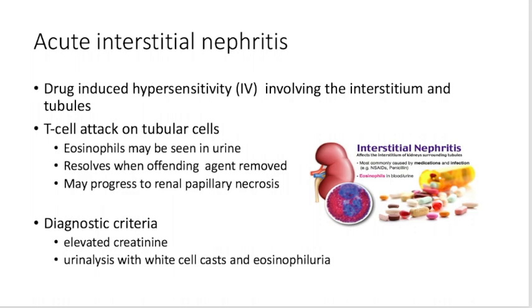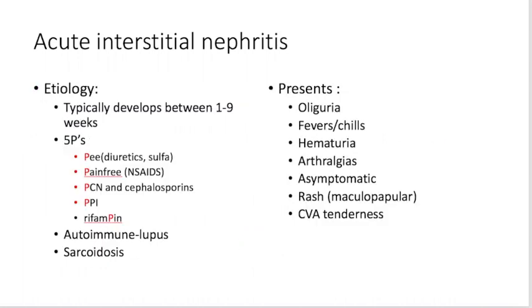Acute interstitial nephritis is another way that we could get an intrarenal AKI, and this is due to a drug-induced hypersensitivity, type 4. It is going to attack the interstitium and the tubules, and this is a T-cell attack. Here you're going to see eosinophils in the urine. There are more than 100 medications that can cause it. Antibiotics would be the big ones here: penicillins, sulfonamides, cephalosporins, fluoroquinolones, diuretics, NSAIDs. It would typically develop between 1 to 9 weeks after exposure to the medication.